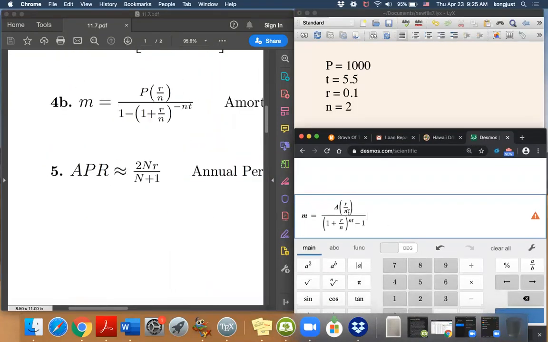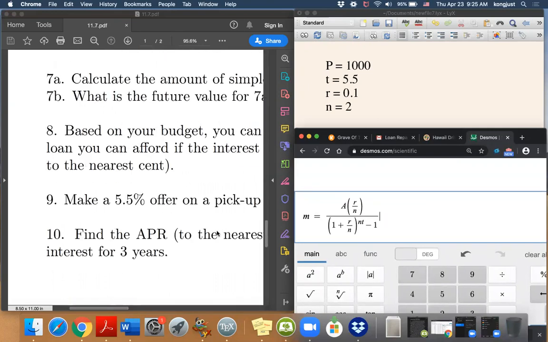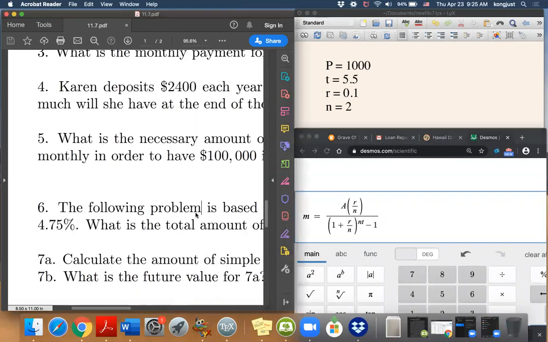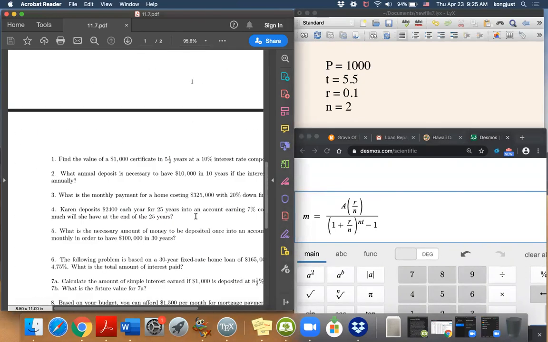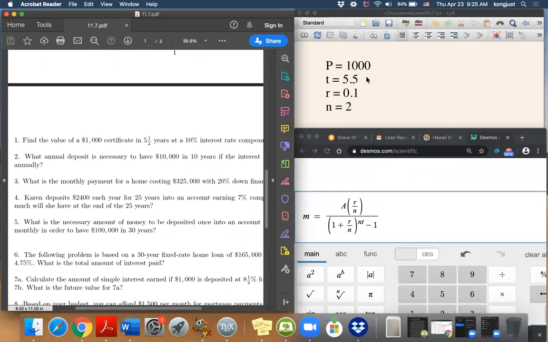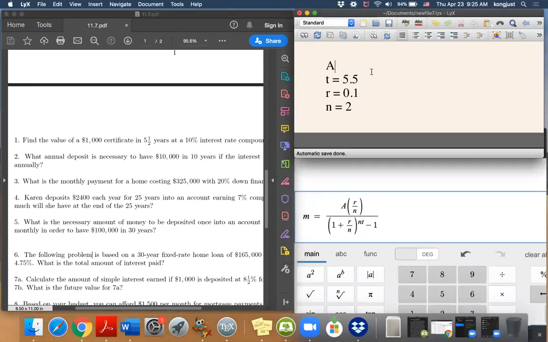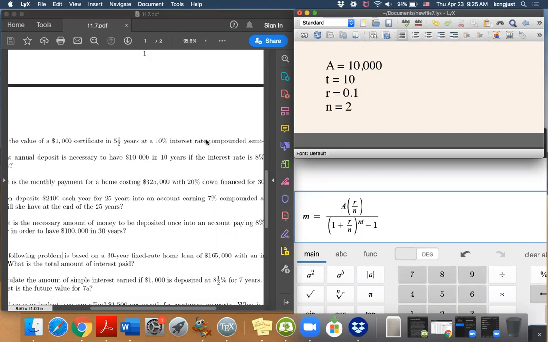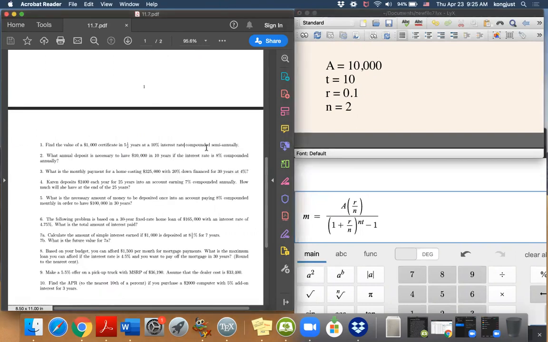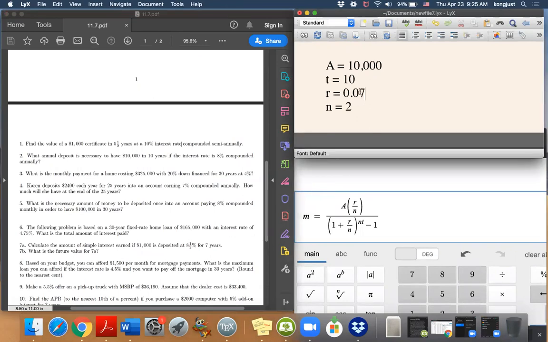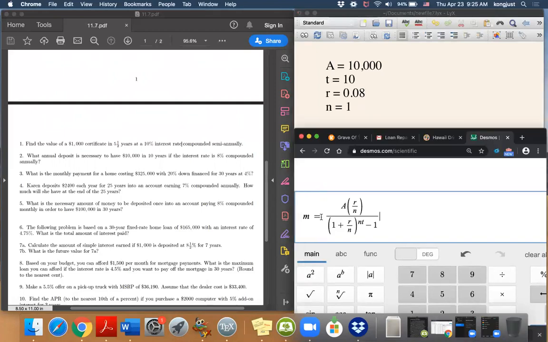And then like usual, let's just try to look at what our variables are in this case. It says we want to end up with $10,000 in 10 years. So that means our future value we know is 10,000. The time is 10 years. And interest rate is 8%, so 0.08. And it says what annual deposit, so annual means N is equal to 1. And those are all the letters, right? Just going to fill them in. M is the thing I don't know.